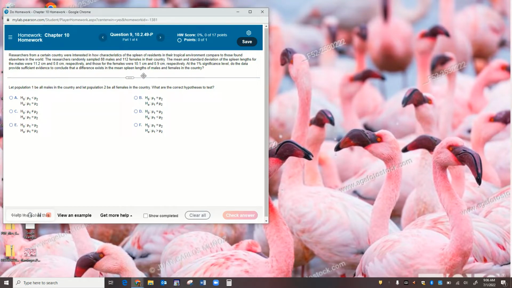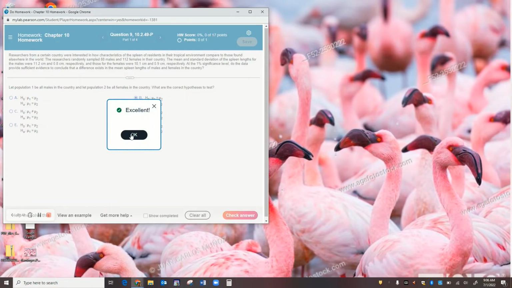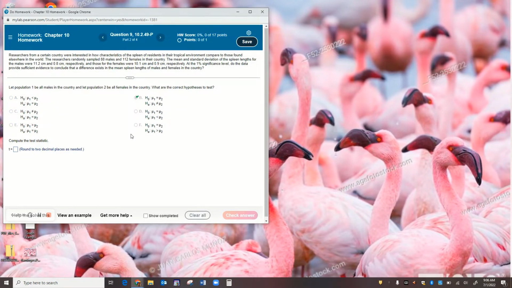So just to start off, let's figure out what the null and alternative hypotheses should be. And they're telling us let population 1 be all males in the country and let population 2 be all females. So the null hypothesis always should have an equal sign. So, you know, they're giving us this weird garbage over here. Don't even look at it. We're looking where mu1 equals mu2. And then the alternative would be just that there's a difference between the two so that they're not equal. So I'm going with B. Great. Now compute the test statistic.